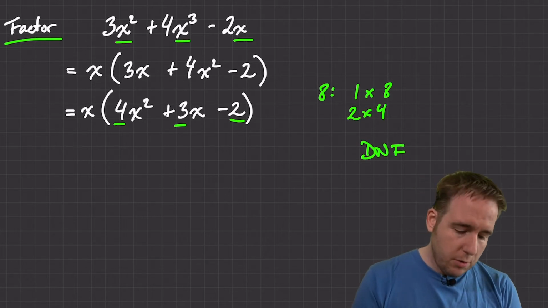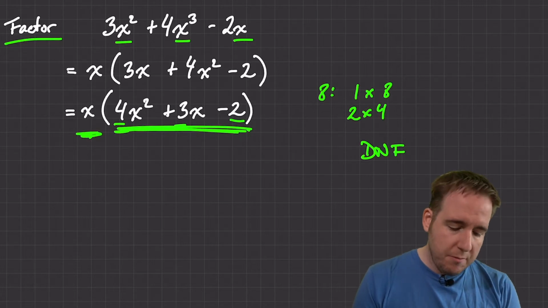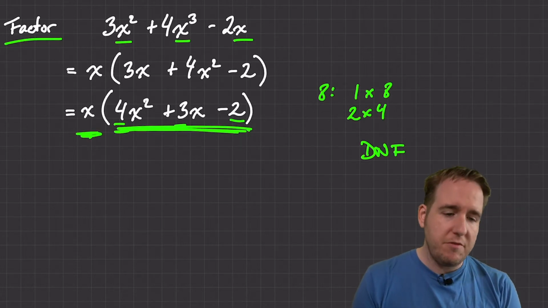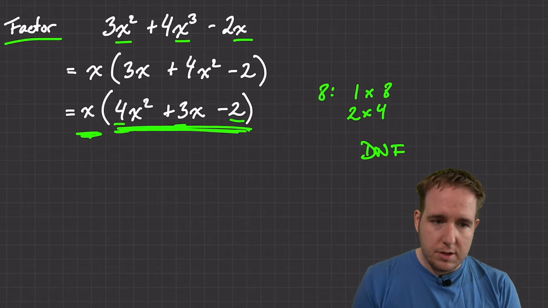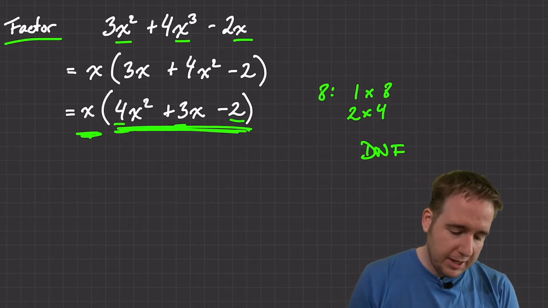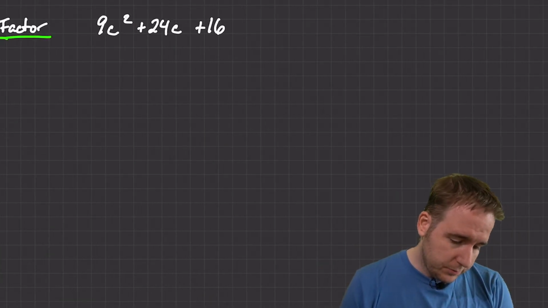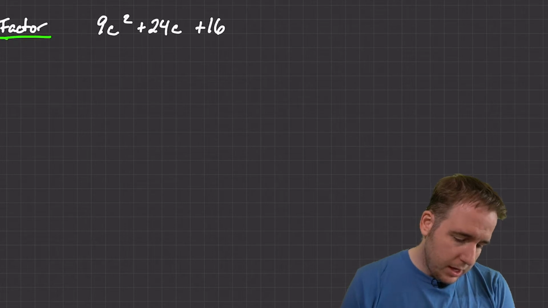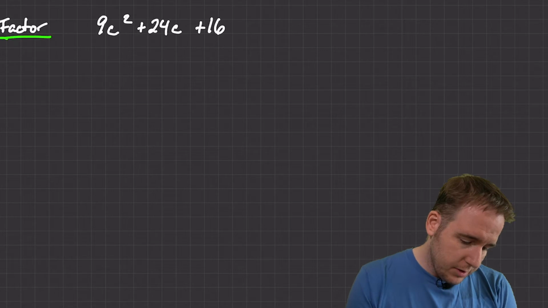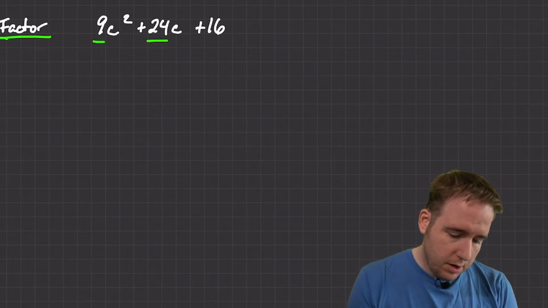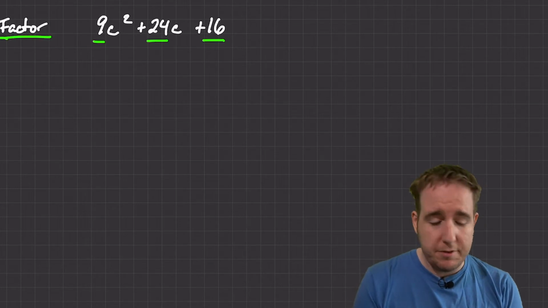because even though this is not factorable, I was able to do some factoring. So I did do some factoring, and that counts as an answer. It's not does not factor, it just doesn't factor as much as we'd like it to. So that's done there. 9c squared, okay. 9 and 24 are both divisible by 3, but 16 is not. Okay, so common factoring doesn't work.